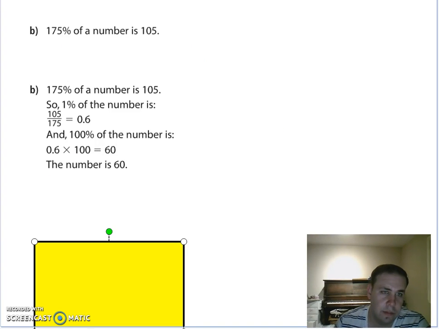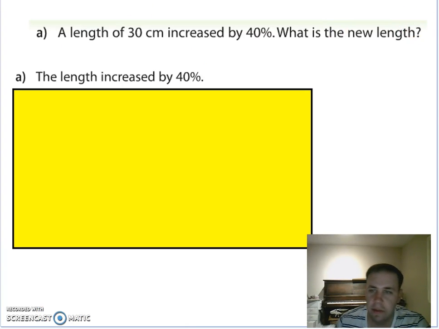Okay, so what we're going to do now is take a look at two other examples for percent increase and percent decrease. So a length of 30 centimeters is going to be increased here by 40%. We need to know what's the new length. Okay, so the length is increased by 40%. So what can we do from that?